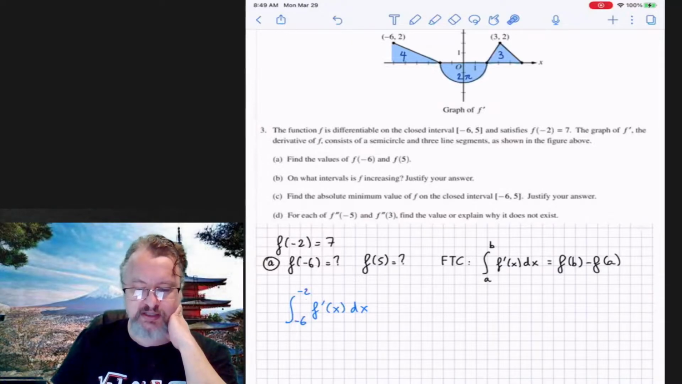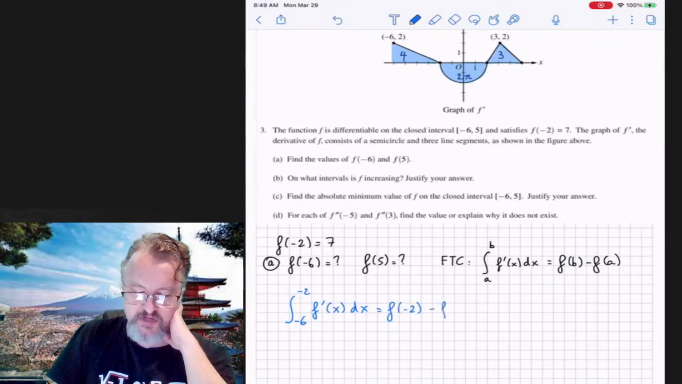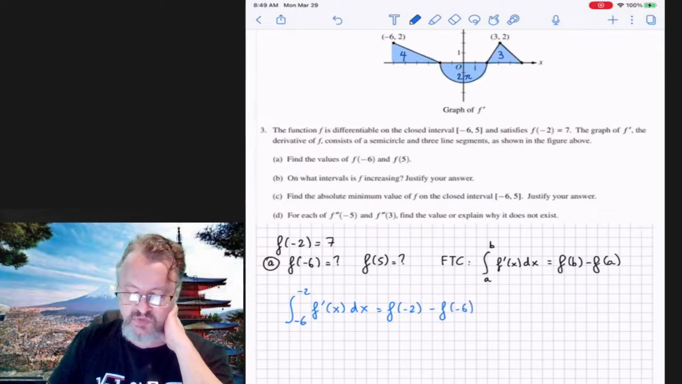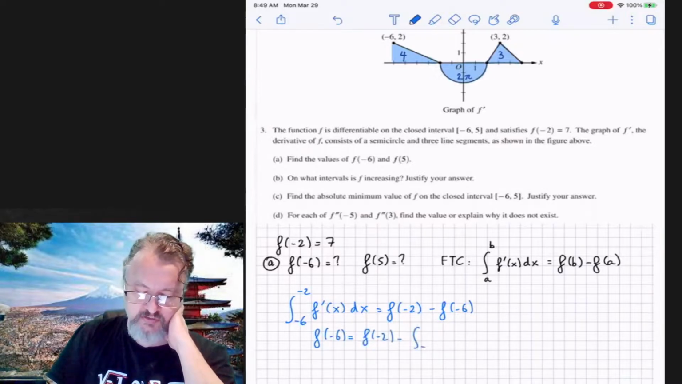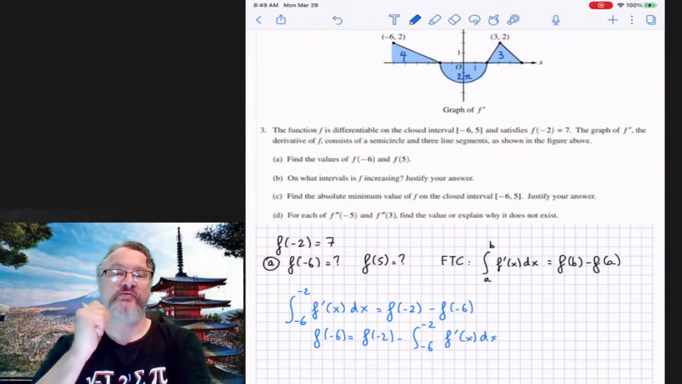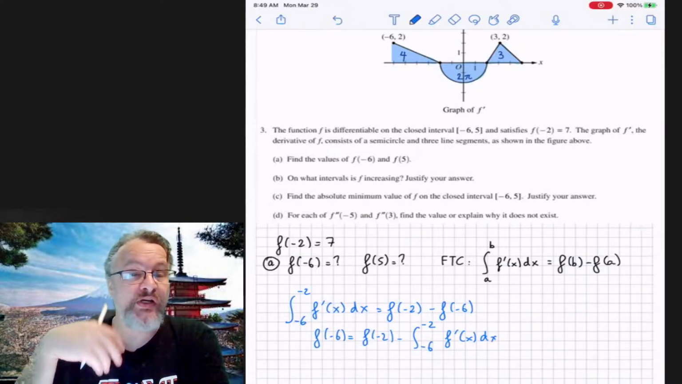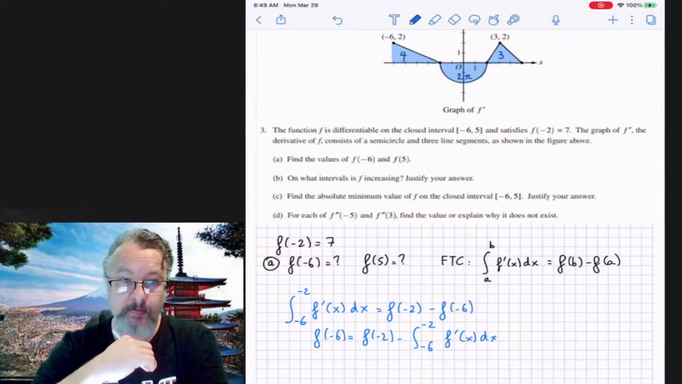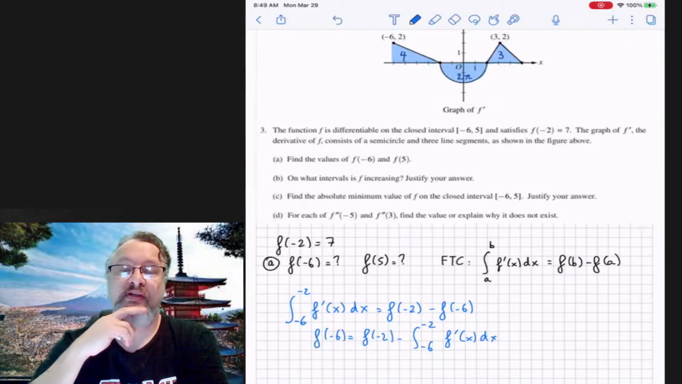So by doing it like this, this allows me to write that this will be equal to f at negative 2 minus f at negative 6, which means that since I'm looking for f at negative 6, it's going to be equal to f at negative 2 minus the integral from negative 6 to negative 2 of f prime of x dx. Now, I hope that you've seen these kinds of things before and that you remember this technique. However, if you haven't, please do practice it because it's extremely common that you have to use this approach to finding values.